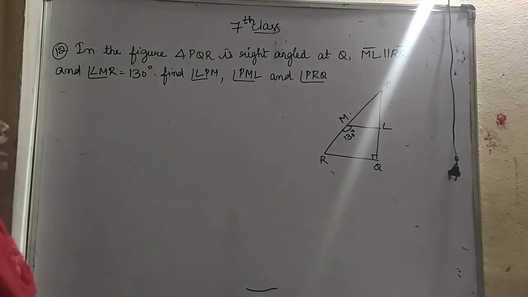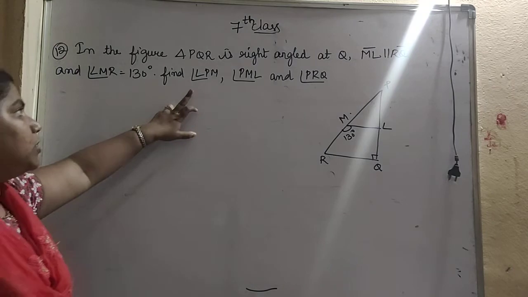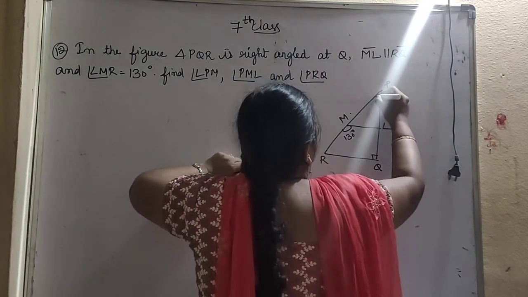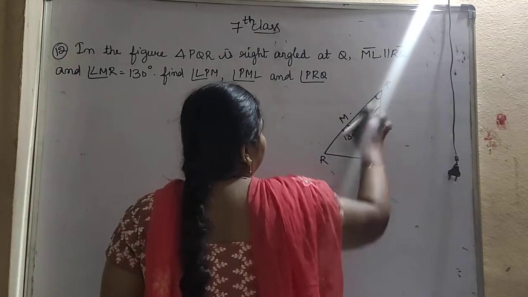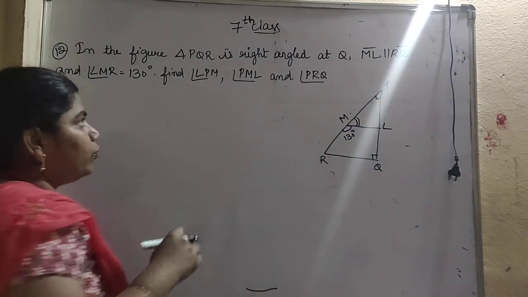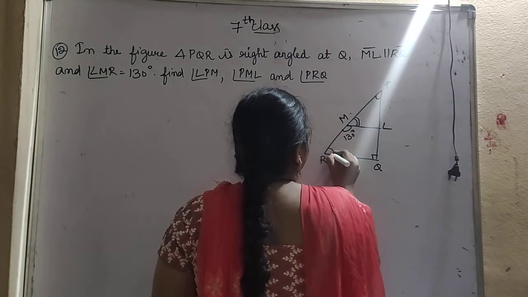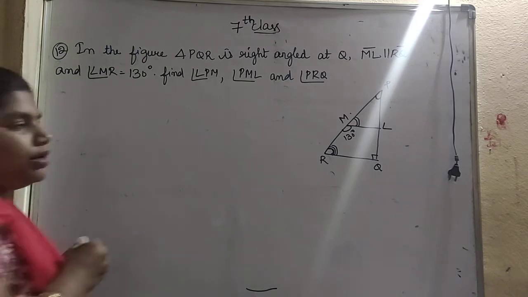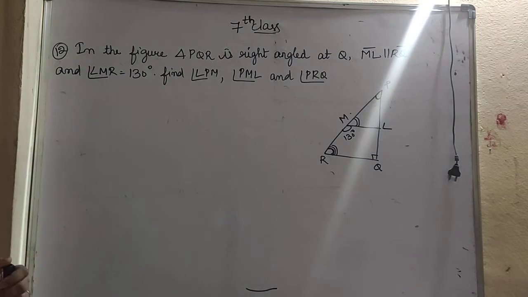This ML line segment is parallel to RQ line segment. And LMR, how much is this LMR? 130 degrees. So find LPM. So this angle we have to find. Next is PML. So this angle we have to find. And also we have to find PRQ. So this angle also we have to find. So we have to find this angle and this angle. How to find this, we will see.